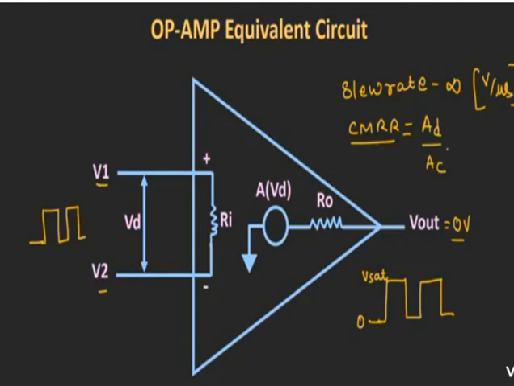So this common mode rejection ratio defines how well it rejects the common voltages supplied and how well it is able to amplify the difference between the two voltages. It is basically defined as the ratio of differential gain to common mode gain. So in an ideal operational amplifier, the value of this common mode rejection ratio is equal to infinity.